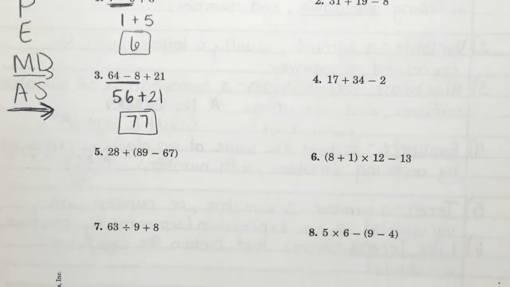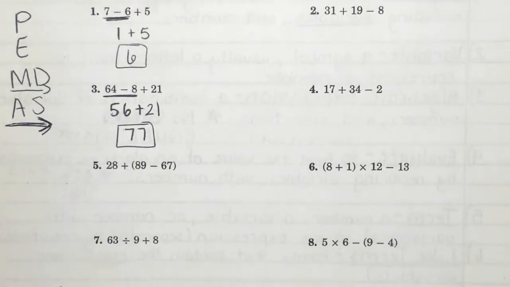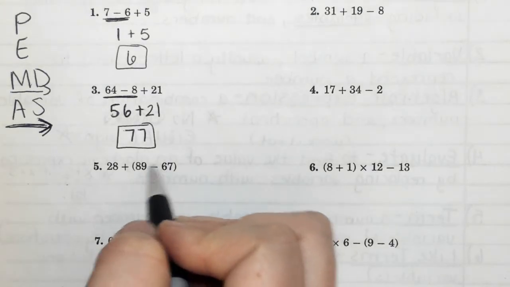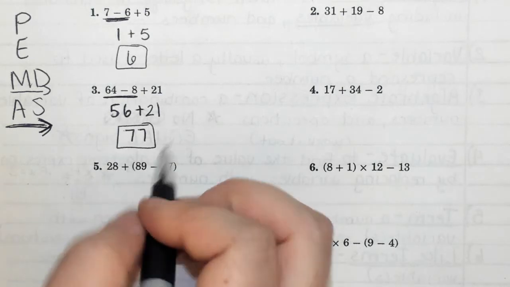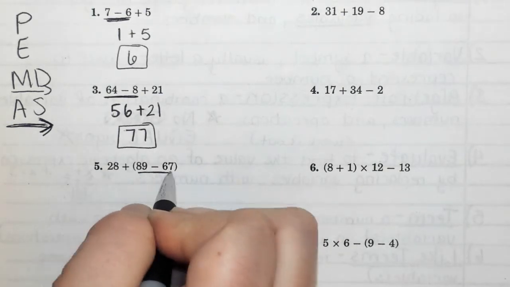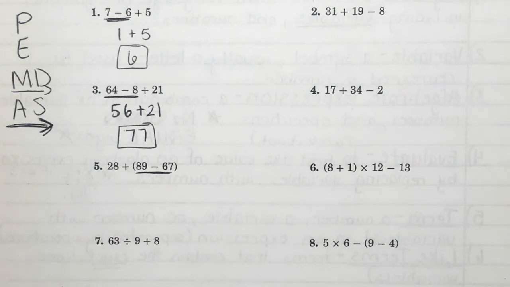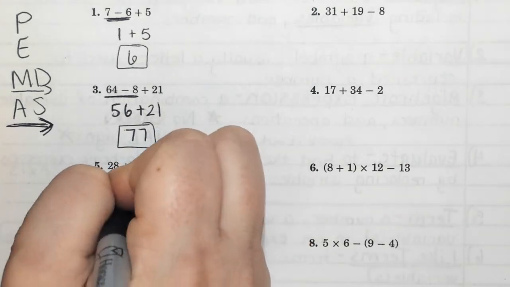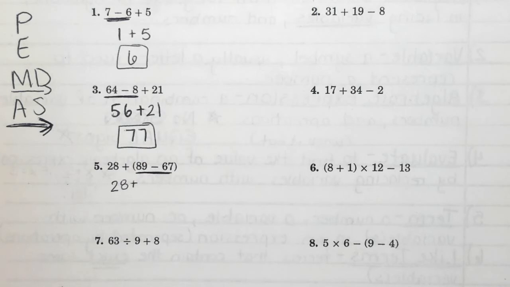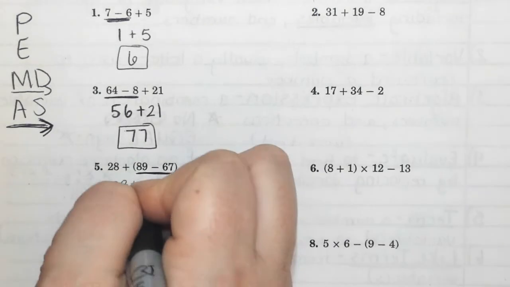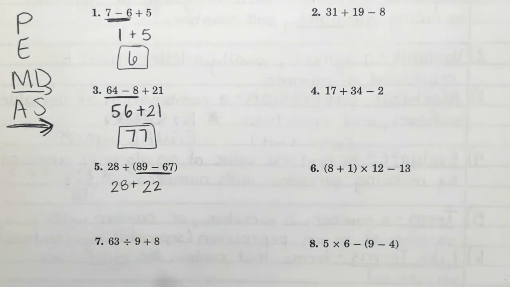All right, let's look at number 5. Number 5, what am I going to do first here? Right. 89 minus 67. Yeah. If these parentheses weren't here, we would have had to do the adding. Those parentheses are really important here since it was listed second. Okay, so I still have 28 plus, what is 89 minus 67 going to give me? Issa? 22. And then when we add that together, we get?